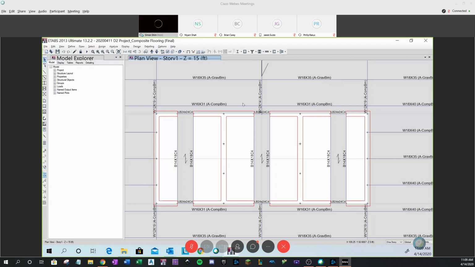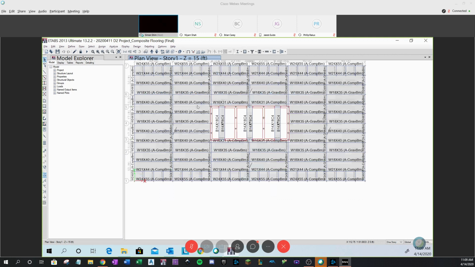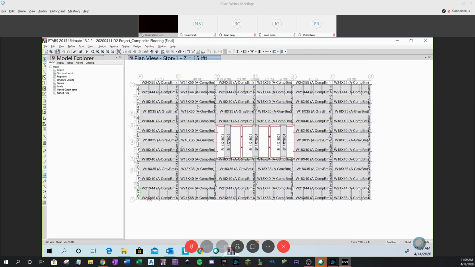I think I uploaded some construction images. If you haven't seen the metal deck yet, I think you need to see the construction photos. I think it's in the floor framing class sessions in Canvas.